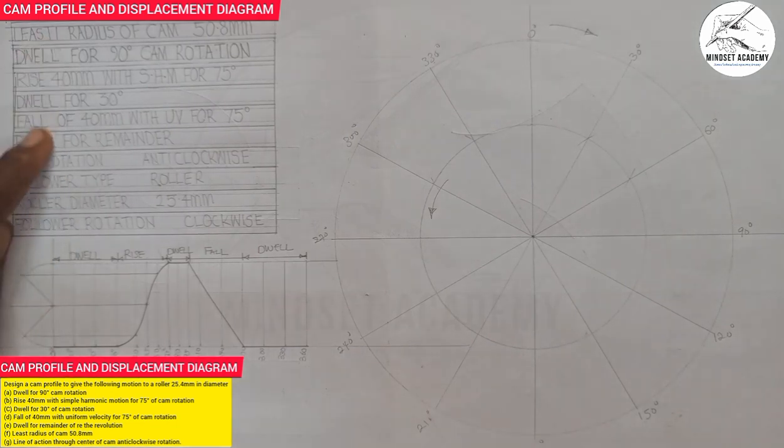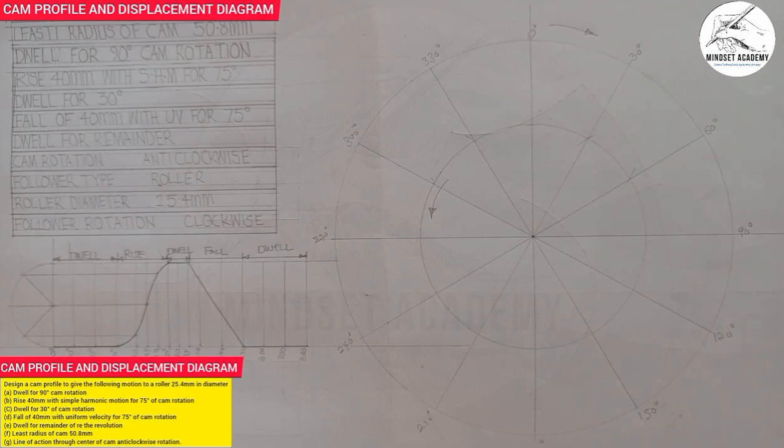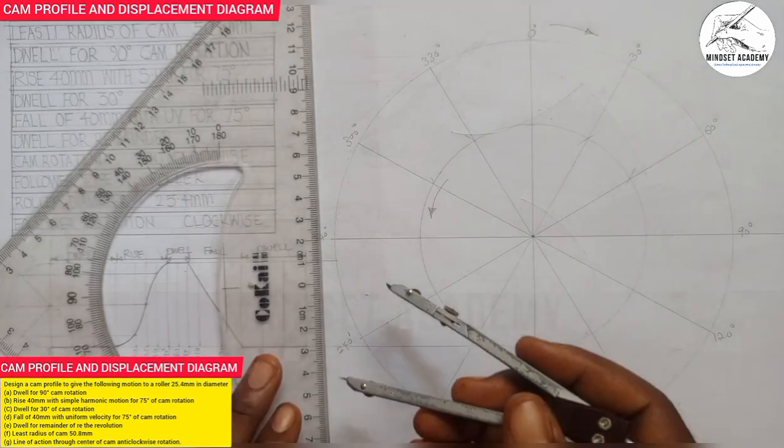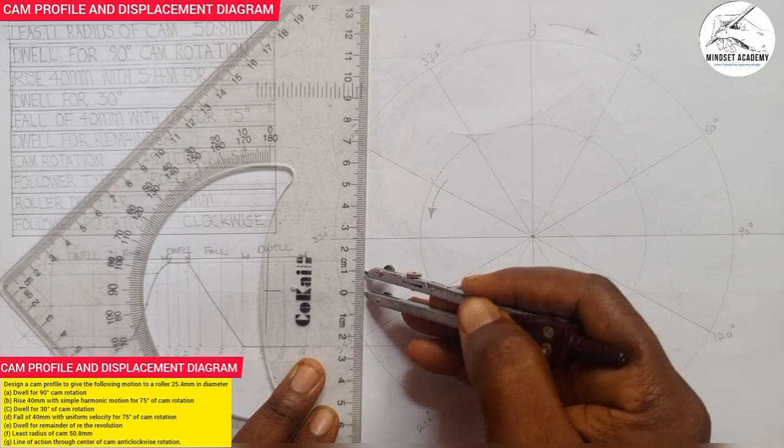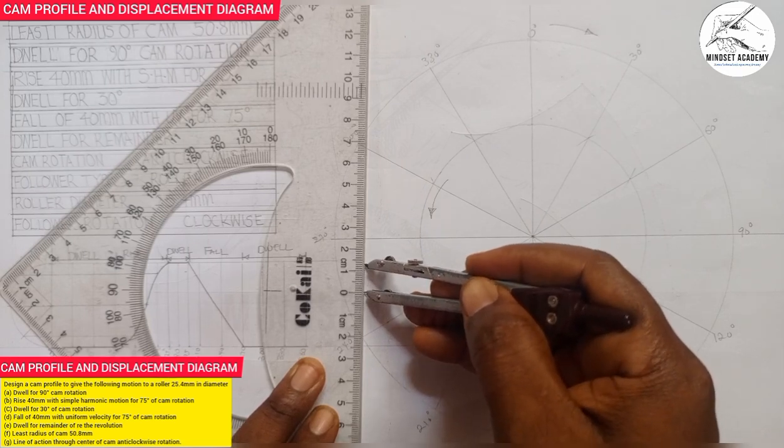And what is the roller diameter? The roller diameter given is 25.4. So when you divide 25.4 by 2, we have 12.7, right? So I'll just take my meter rule and measure 12.7. This is on 0, and this is 10, 11, 12, 12.7 is just very close to 13.